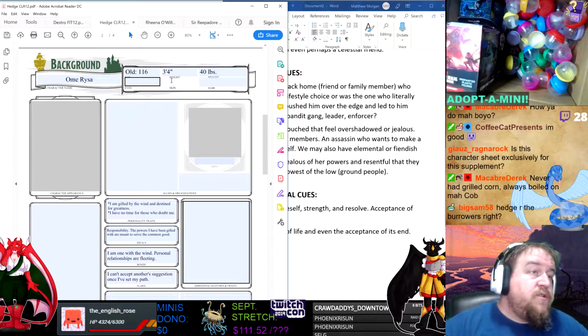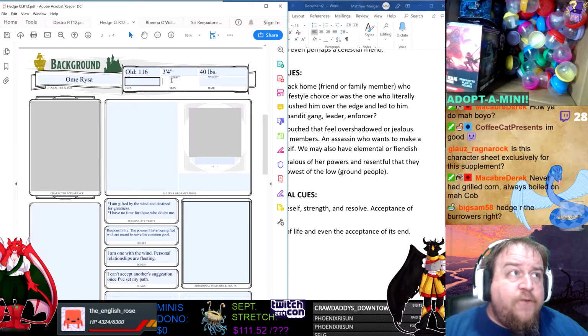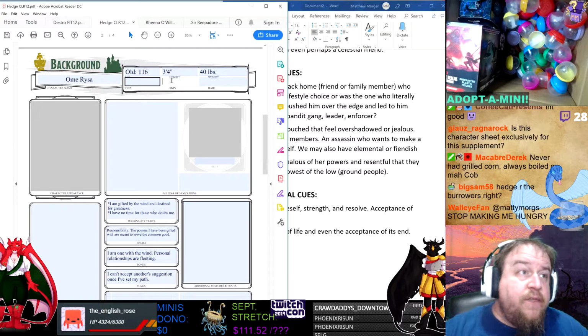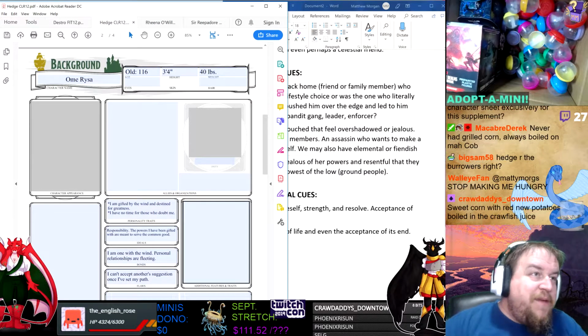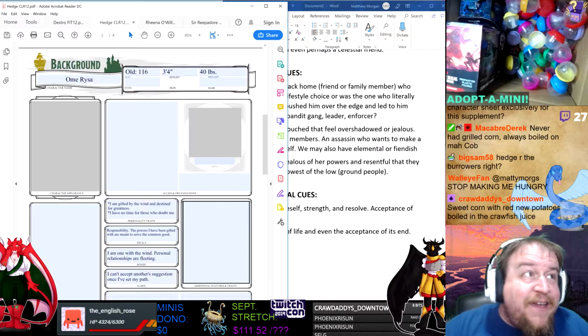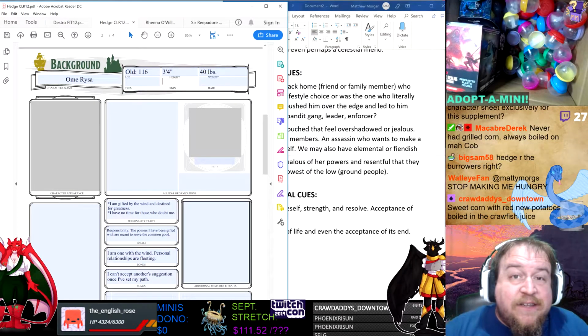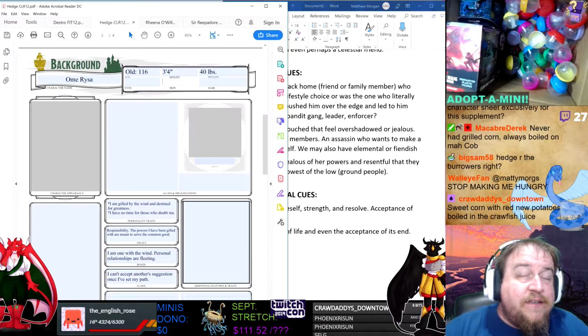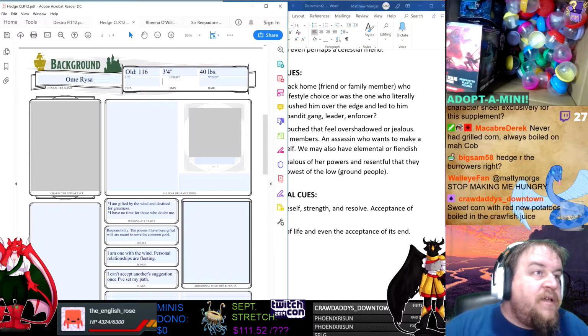Oh, you've never had grilled corn. Now, of course, you can always wrap it in foil and grill it that way, or you can put it on the grill. Stop making me hungry, says Walleye fan? I mean, your name is Walleye. It's delicious. I kind of want a walleye sandwich, too. Sweet corn with red new potatoes boiled in the crawfish juice.